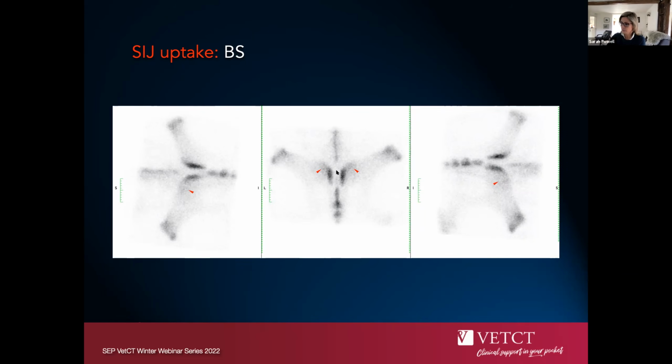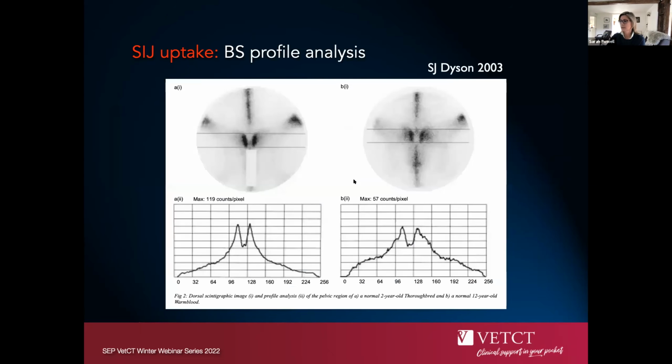So don't just look for uptake, but look for asymmetry if you want to be more sure that this is something of interest. Obviously, you can do lots of post-processing and analysis on these. So profile analysis, just looking at not necessarily the amount of uptake there, but rather the profile of it. So how wide and if there is any asymmetry. So you can see that there's a wider shoulder on the profile of this side.